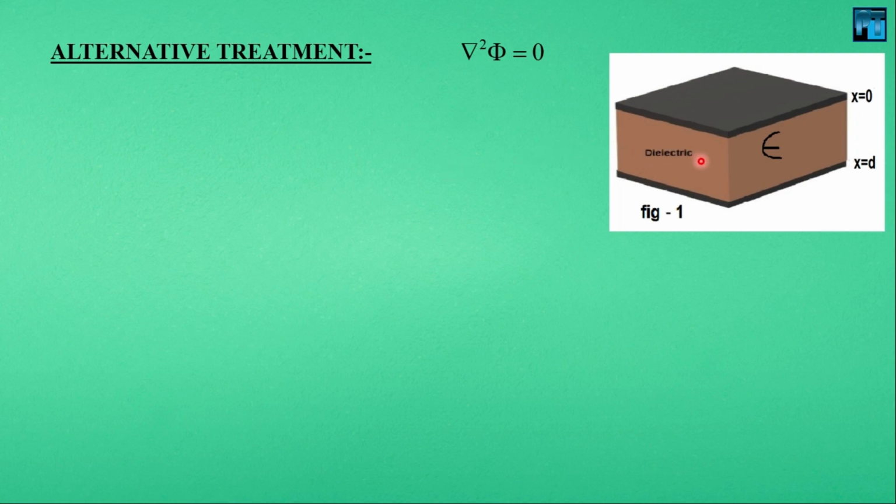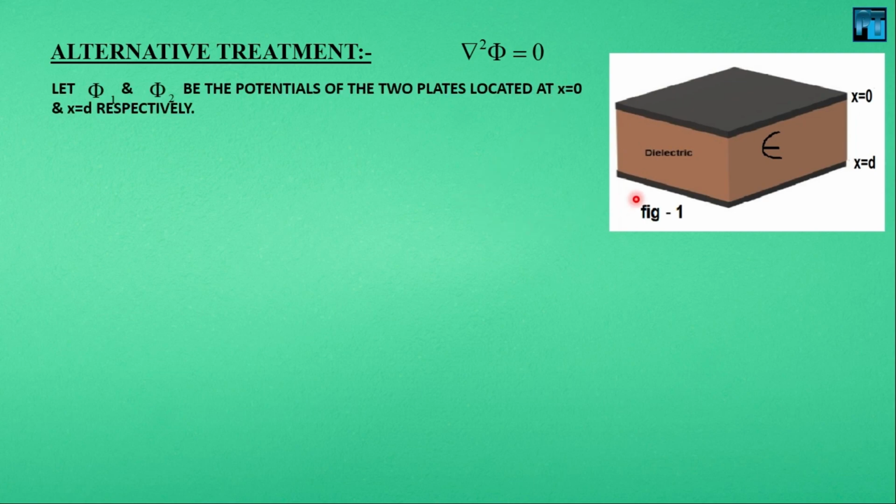See, it is a dielectric material, and if we don't add any free charges from outside, then the free charge density is equal to 0 ideally. So we can write del square phi equals 0. Again, we are using the one-dimensional Laplace's equation. Why? Because we are concerned about only the x-axis.